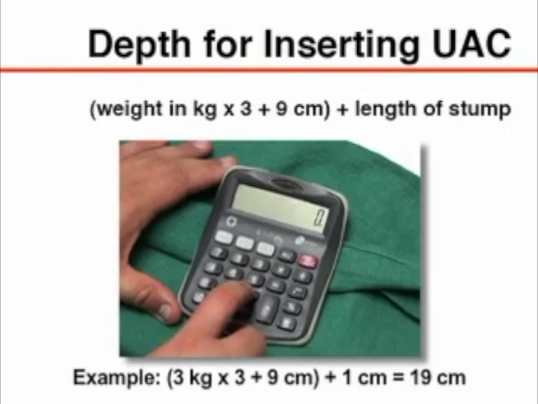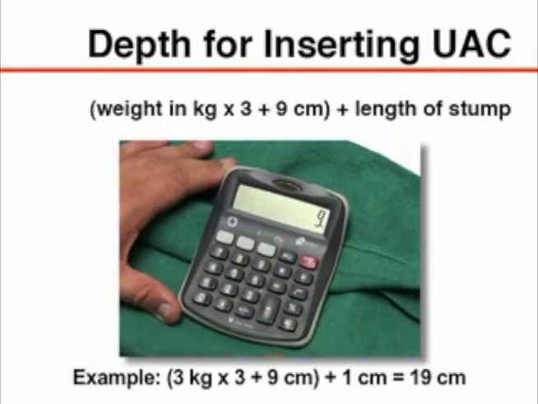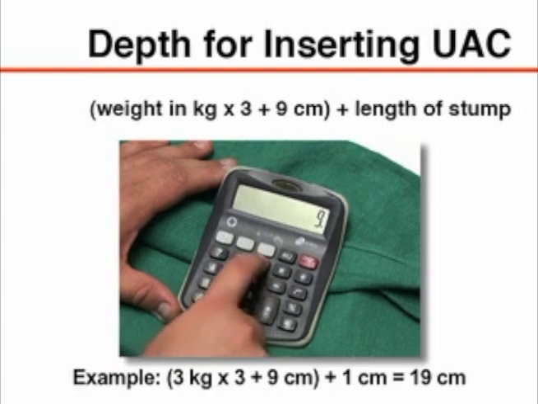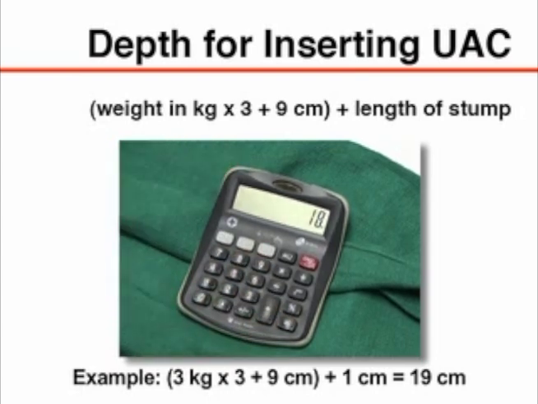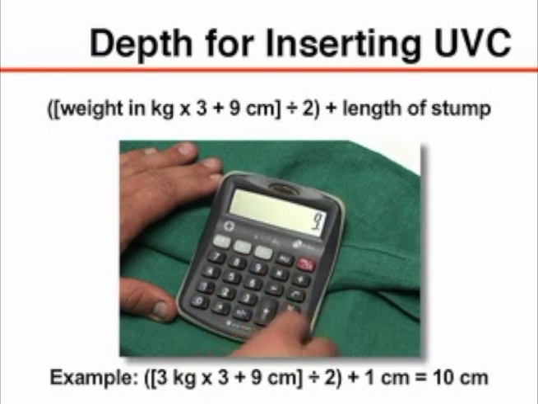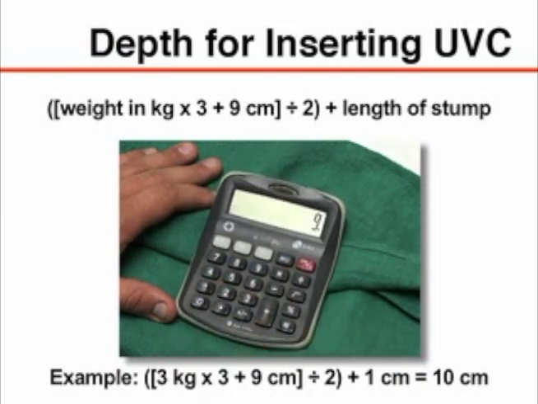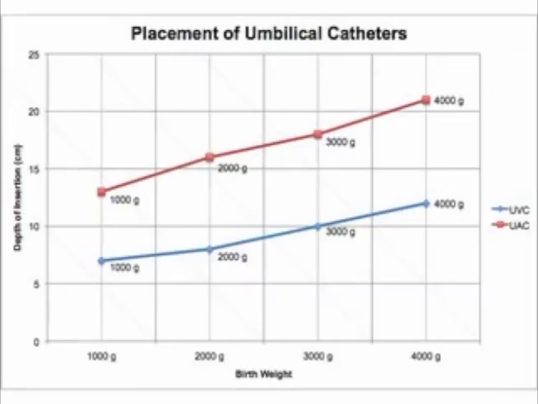To calculate the depth for inserting a high-lying UAC, multiply the weight in kilograms by 3 and add 9 centimeters, then measure and add the length of the stump to this value. To calculate the appropriate depth for the umbilical vein catheter, or UVC, insertion, multiply the weight in kilograms by 3 and add 9 centimeters, divide that total by 2, then add 1 centimeter. Standardized graphs for determining the depth of catheter insertion are available, and they are included in the supplement.